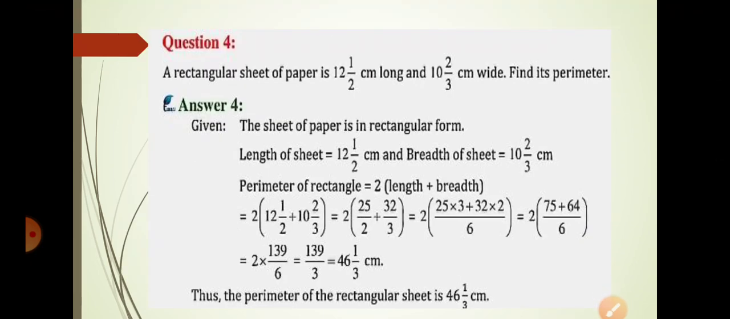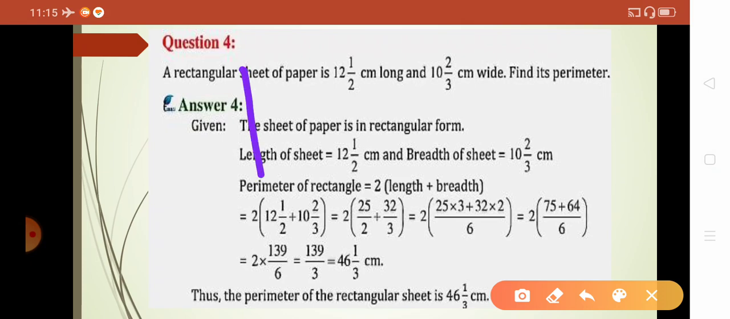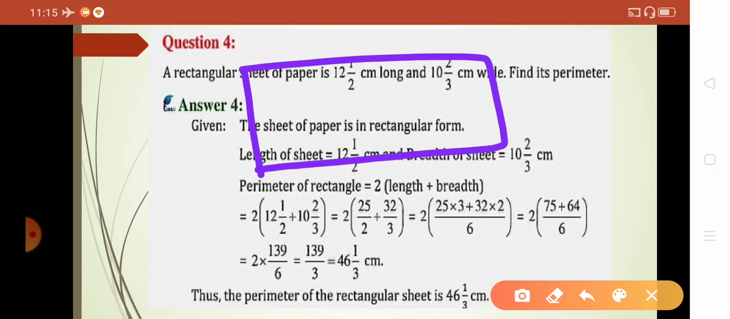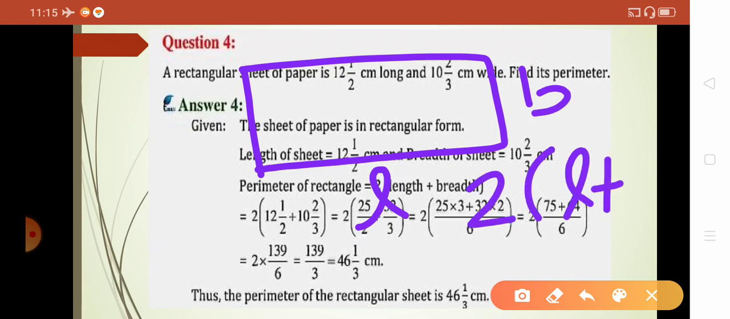Next question. A rectangular sheet of paper is 12 and 1 by 2 centimeter long and 10 and 2 by 3 centimeter wide. You have to find its perimeter. So first of all, you will have to know the formula for the perimeter of a rectangle. So this is the length value, this is the breadth. So perimeter is equal to 2 into (L plus B). Here you are given the value of L and the value of B.